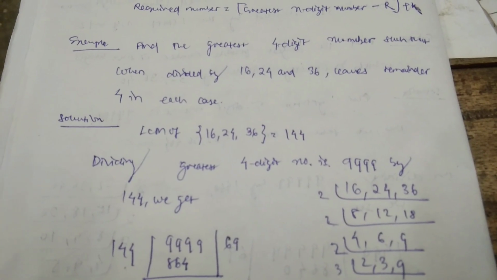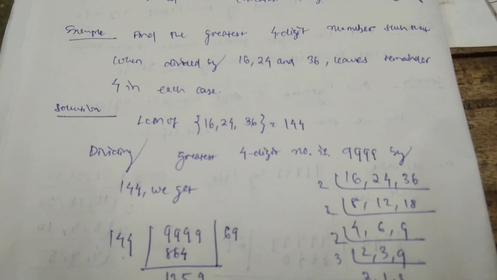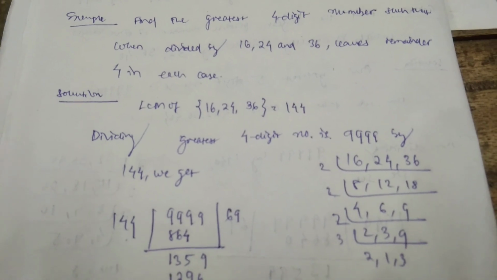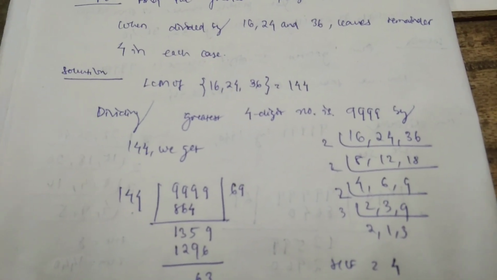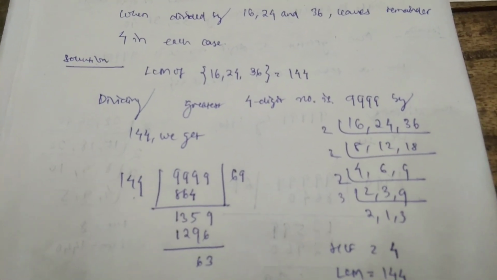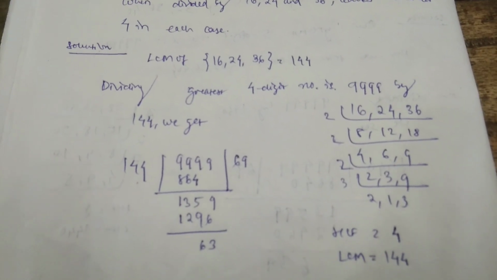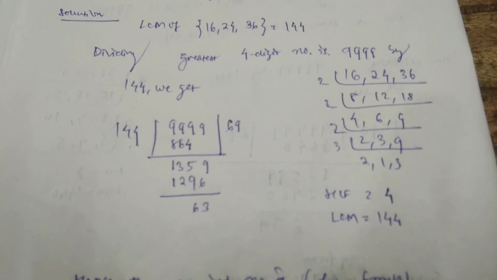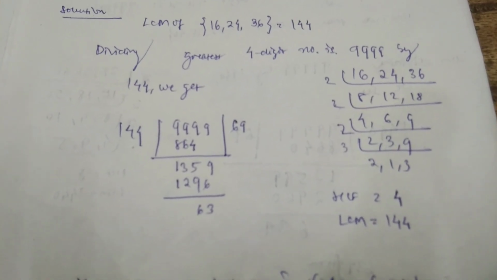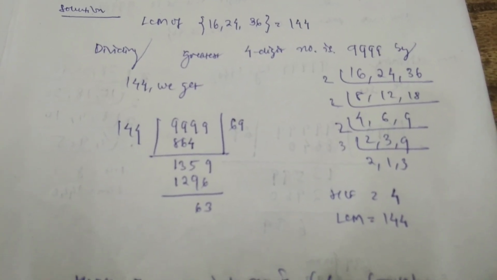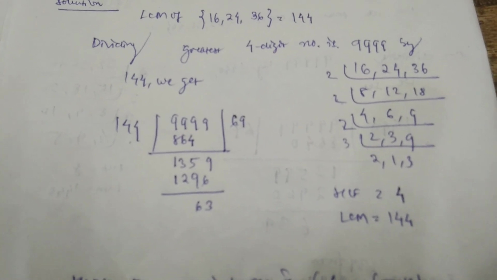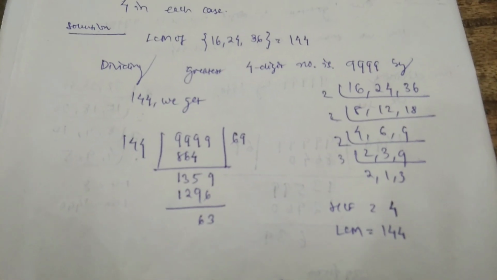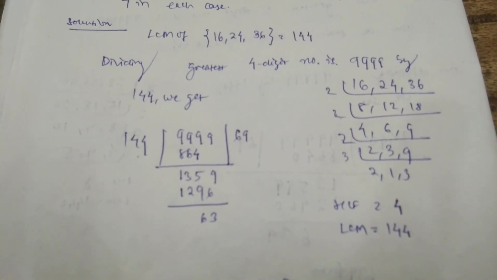Find the greatest 4-digit number such that when divided by 16, 24 and 36 leaves remainder 4 in each case. Now first we will take the LCM of 16, 24, 36. On calculator you get it is 144. Now we will divide the greatest 4-digit number, that is 9999, by 144, that is the LCM of the 3 numbers 16, 24 and 36.